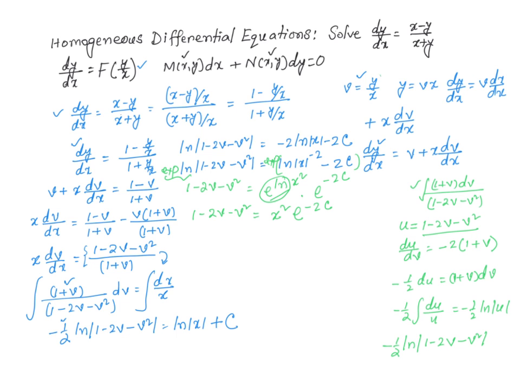Now v is actually y over x. So if I were to put that value back in, I'm going to get 1 minus 2 times y over x minus y squared over x squared is equal to x squared e to the power negative 2c, right? If I were to multiply both sides by x squared, I would get x squared minus 2xy minus y squared on the left is equal to x squared times x squared, which is x to the power 4. Now e to the power negative 2c is a constant. I am going to write it first and then times x to the power 4.